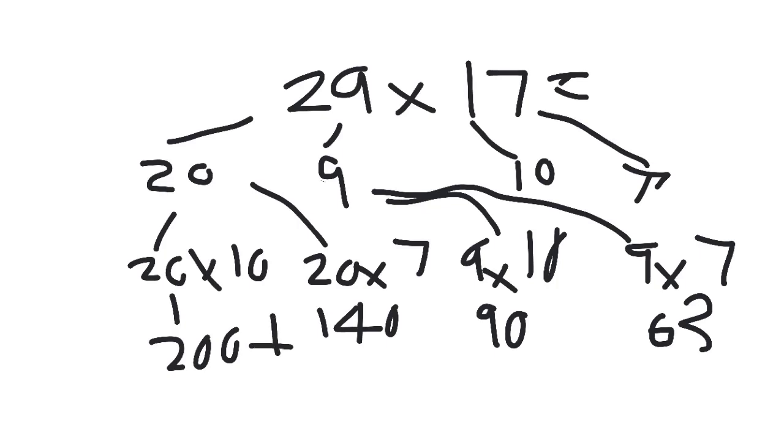200 plus 140 equals 340. 340 plus 90 equals 430. 430 plus 63 equals 493. So there you go, I've got my answer by partitioning all the numbers. And if you remember back, my estimation was 450. So actually, the difference between 450 and 493, I was quite close, wasn't I?